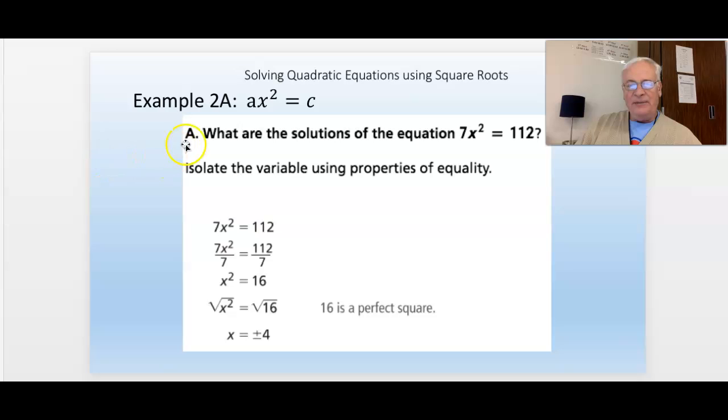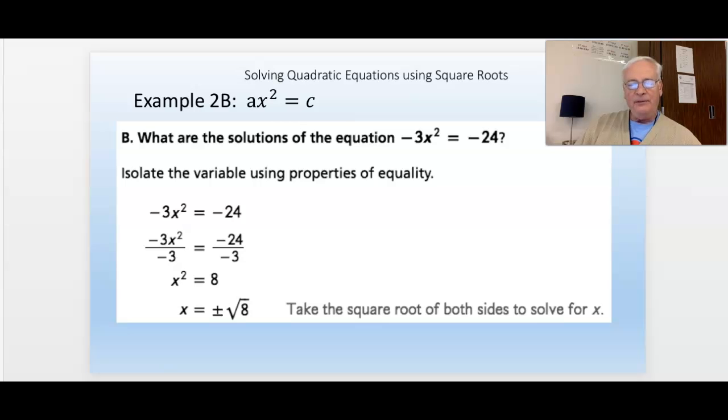Let's look at example 2, where there's an a in front. So 7x squared equals 112. First divide both sides by 7, so we get 16 equals x squared. We take the square root of x squared and the square root of 16. Again, this step right here, you take the square root of both sides. Once you isolate the x squared by itself, then you can take the square root of both sides. 16 is a perfect square, so it's plus and minus 4.